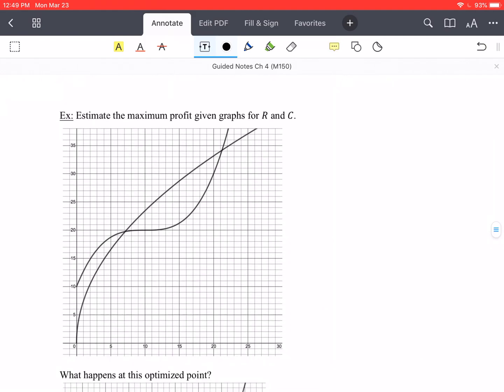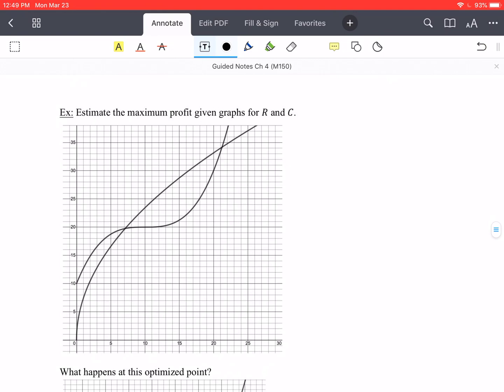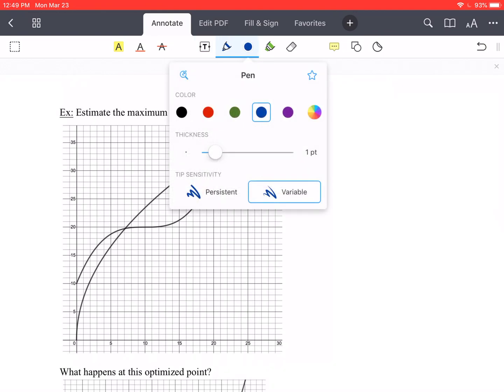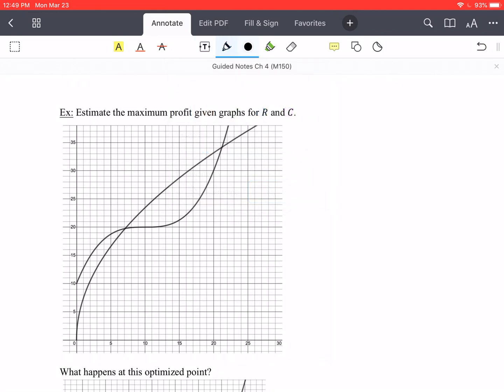Given two graphs for R and C, estimate the maximum profit that's given by these graphs. This one is R, that one is C. The horizontal axis is Q, quantity. The vertical axis is dollars, in thousands of dollars.